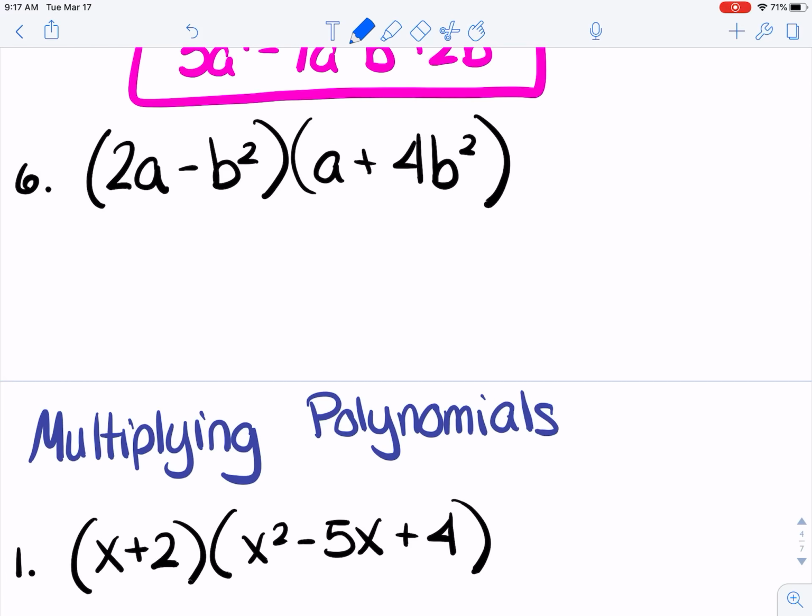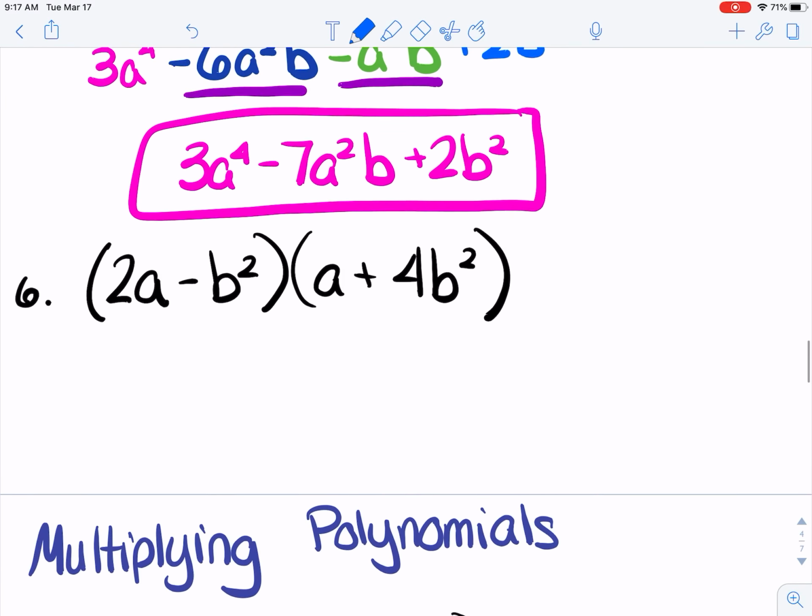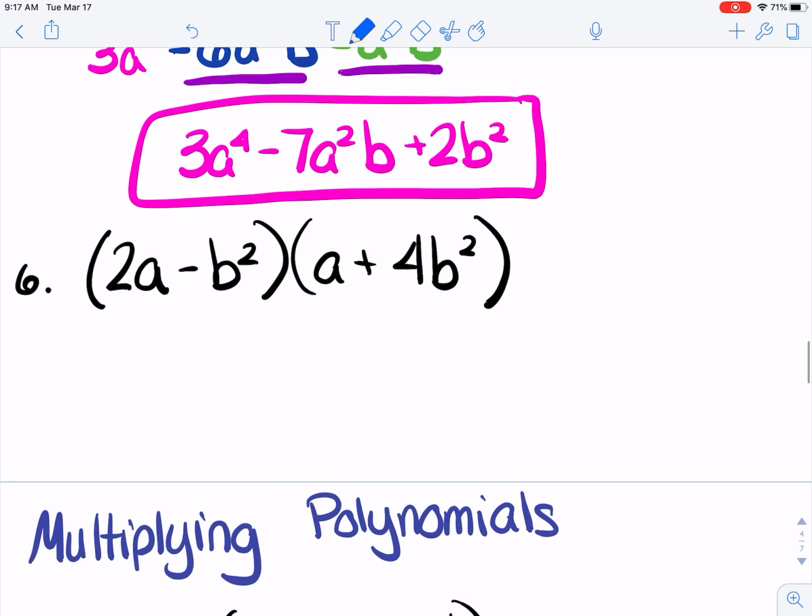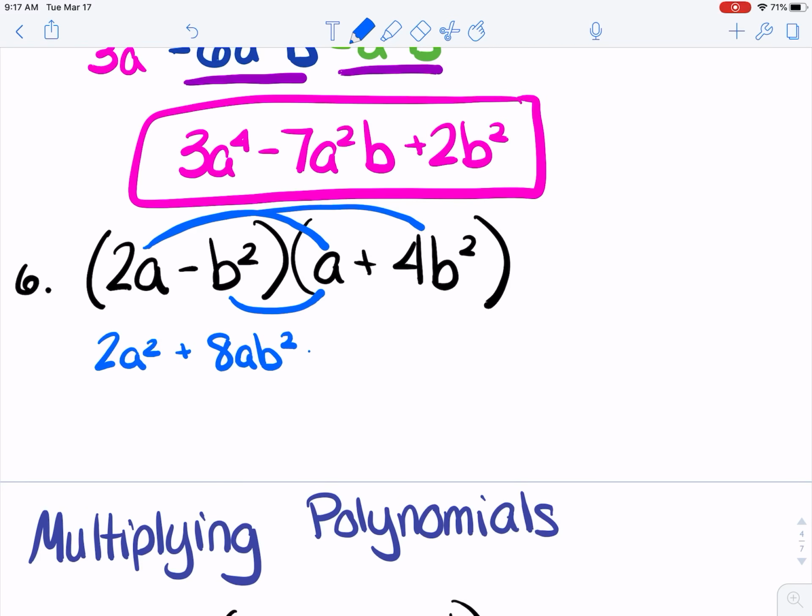As a continuation from yesterday's lesson on 6.5 on multiplying polynomials, there was one last example I wanted to do when you do a binomial times a binomial, just to show you what happens with the letters. So again, I'm going to FOIL the first two. 2a times a gives me 2a squared. 2a times 4b squared gives me positive 8ab squared. Negative b squared times a gives me negative b squared a.